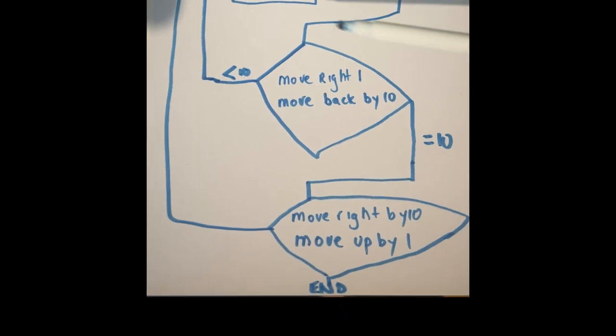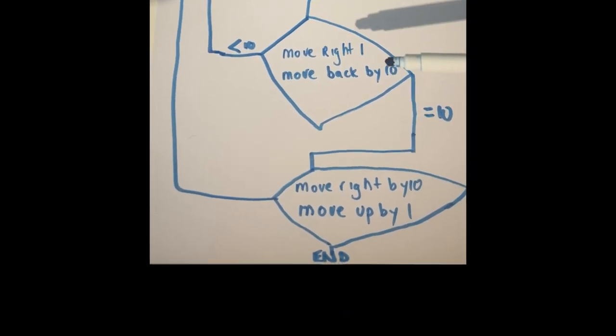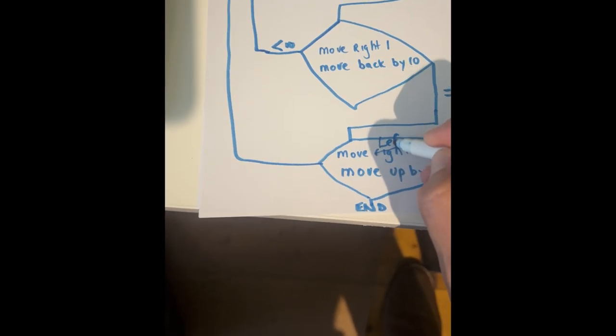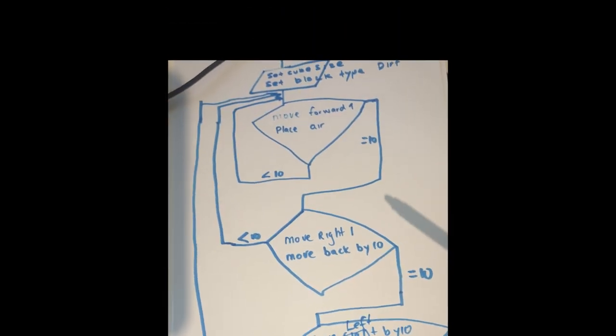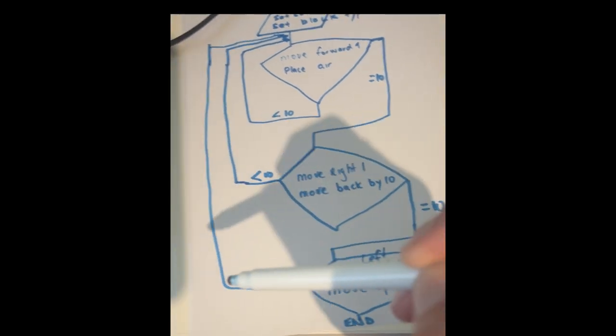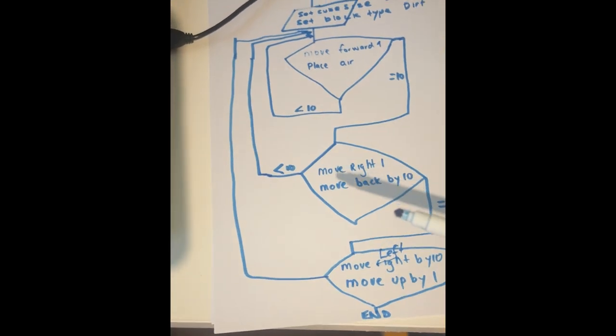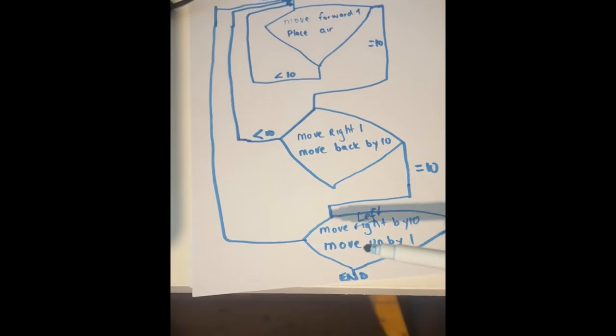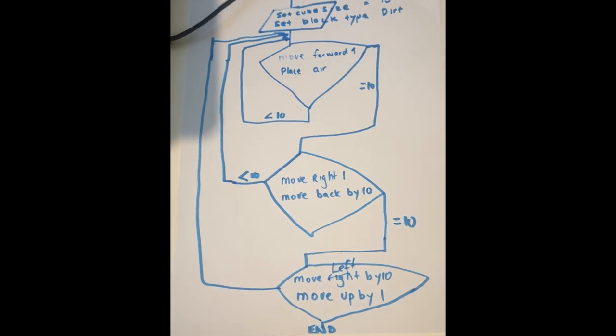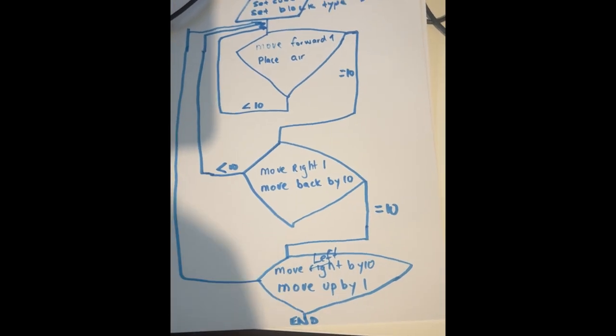Once that is all done and it fulfills up to number 10, then we move back by 10, or well, this should actually be move left by 10, and then move up. So we've gone up, across, back 10 times. We go back to the start and then we go up one block. Once that's all done, it ends the program. If we have a flowchart like that to build our flowchart, I'll show you the next step in Blockly.